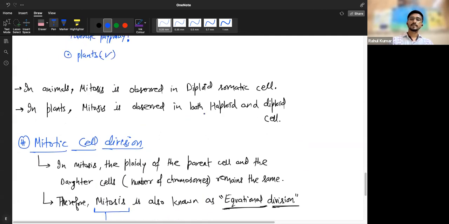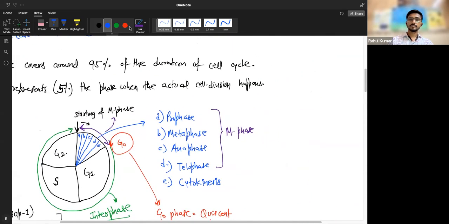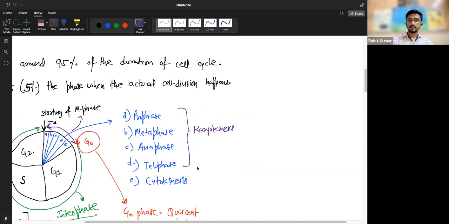division of the nucleus. If I go up, look here. Sorry, I have marked it wrong. So these 4 stages are the stages of karyokinesis. And then the last one is cytokinesis. And together, karyokinesis and cytokinesis are called M phase. You understand? So first the nucleus divides.